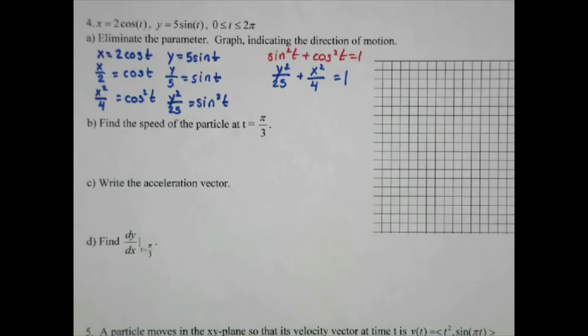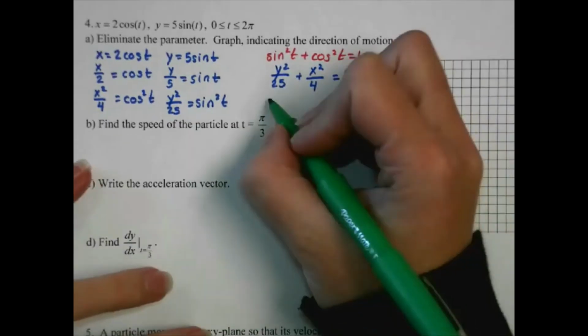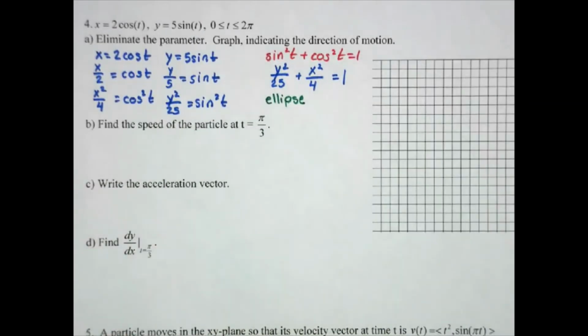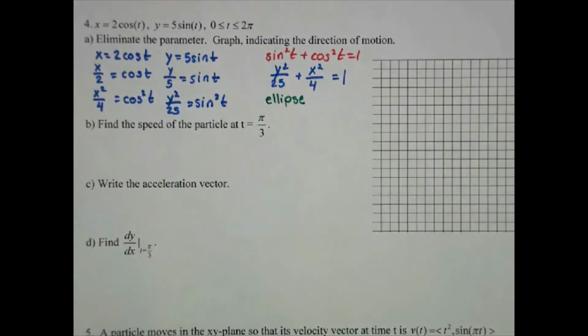All right, so you have to think all the way back to algebra 2. This is the graph of an ellipse. So I'm going to graph it.